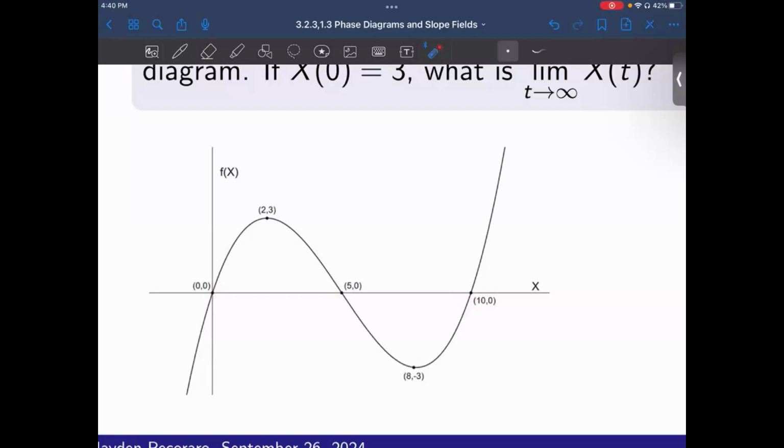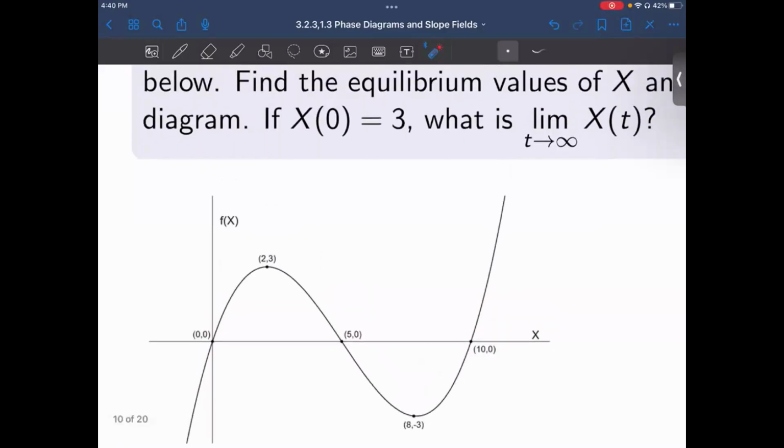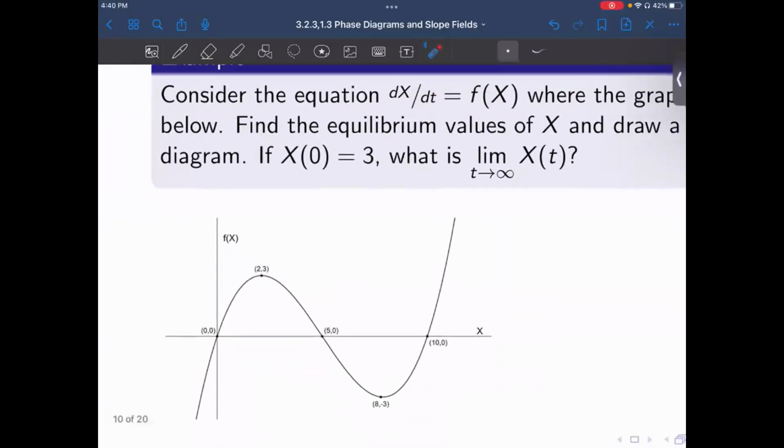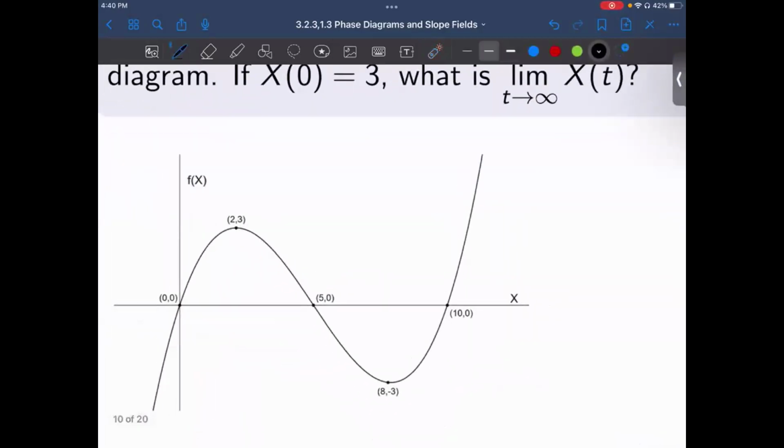Well, what did that theorem at the beginning of class say? The zeros of f are the constant solutions. So what are the x values here? They are x equals 0, x equals 5, and x equals 10. So these are our equilibrium solutions.